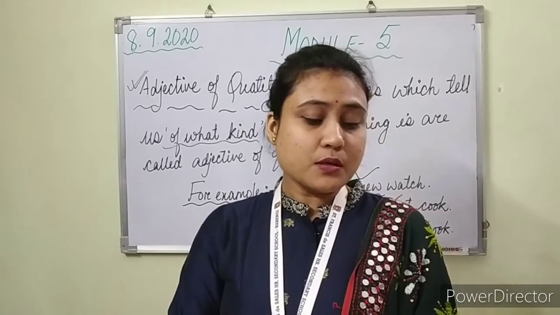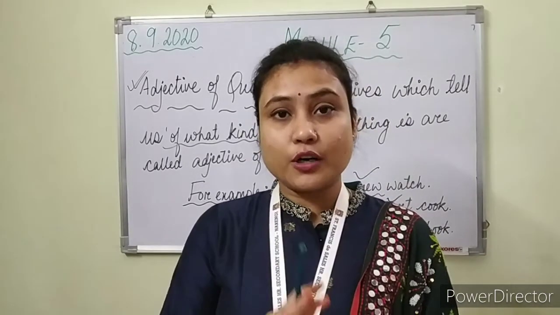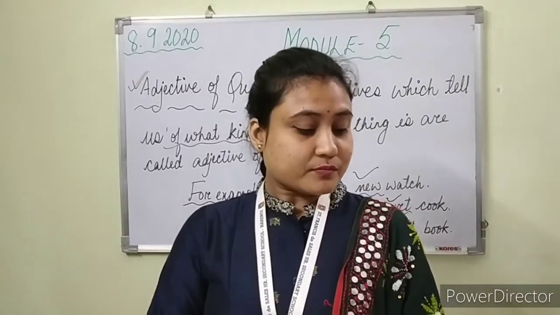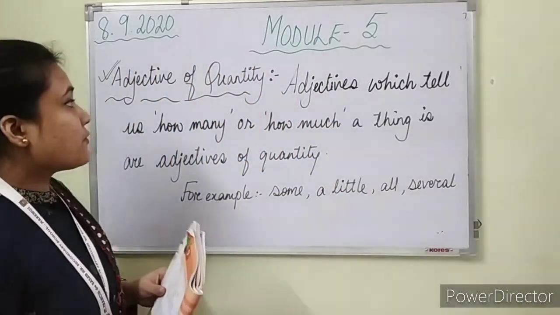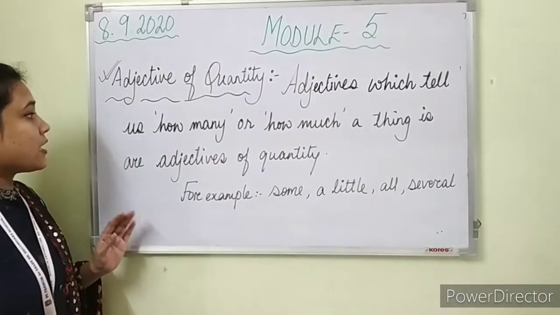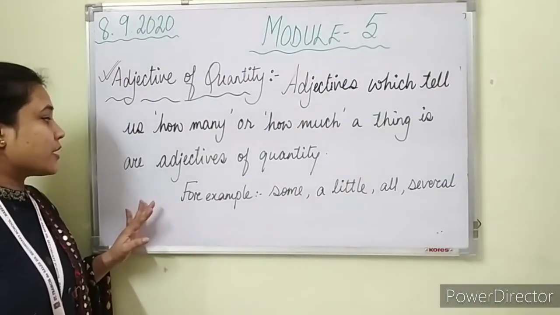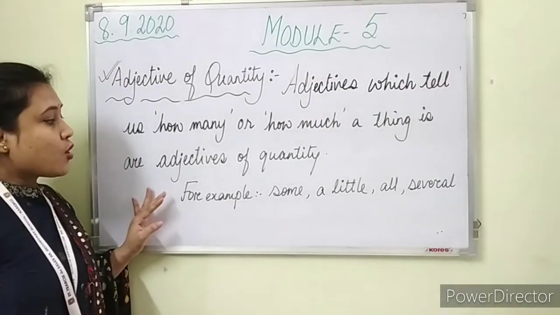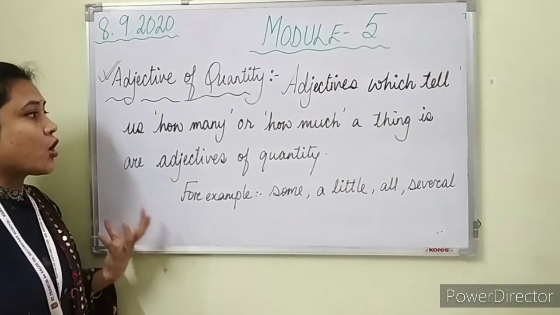Okay. So this exercise you will be doing as your homework. Got it? Okay. So my dear students, let's move to adjective of quantity. What do you mean by quantity? Measurement, right? You have done that in your maths class. So what are adjectives of quantity? Adjectives which tell us how many or how much a thing is are adjectives of quantity. It helps us to know how many or how much a thing is. It helps us to know the degree of a thing.